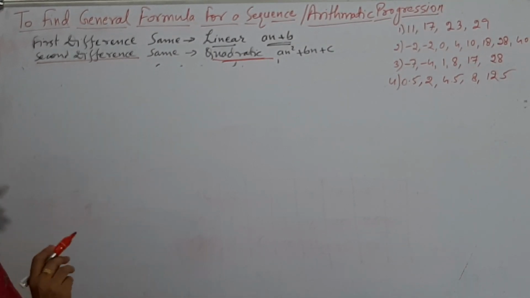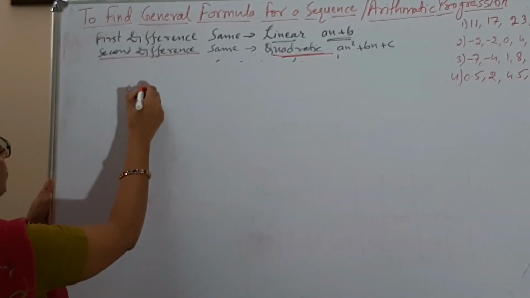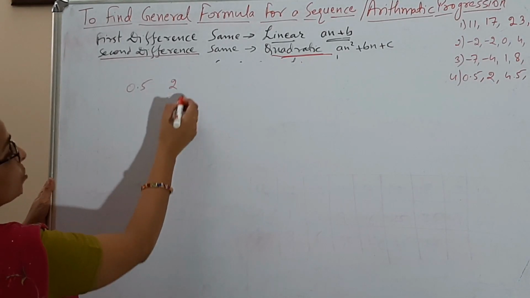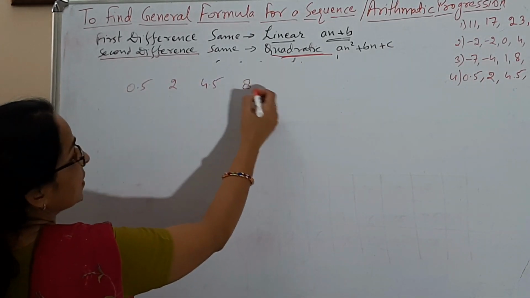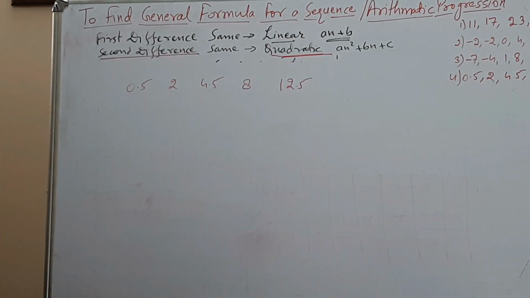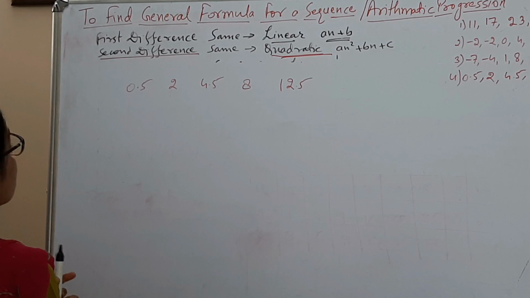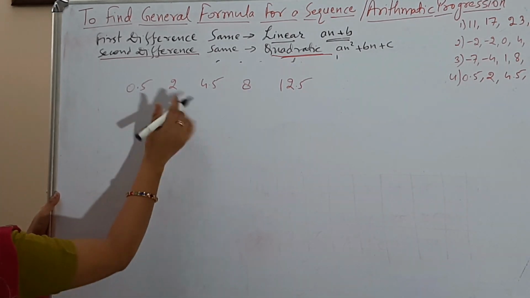So fourth one I am taking sequence. So let's write here clearly 0.5, 2, 4.5, 8 and 12.5. Now let's find the difference. So 2 minus 0.5 is 1.5.